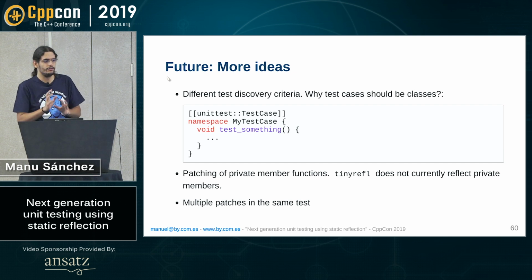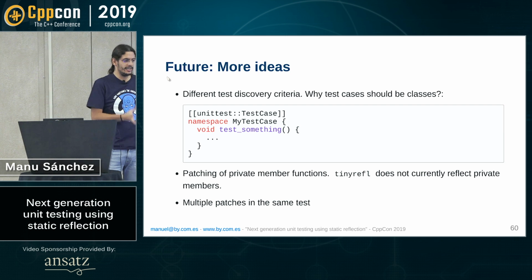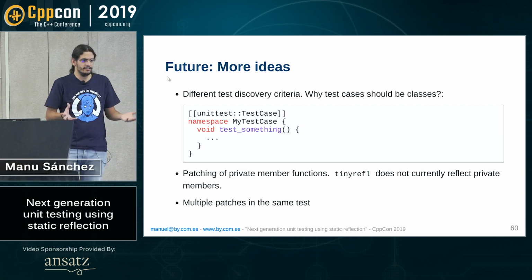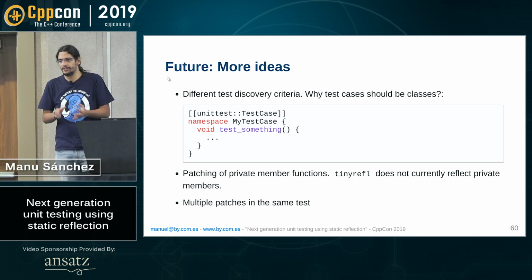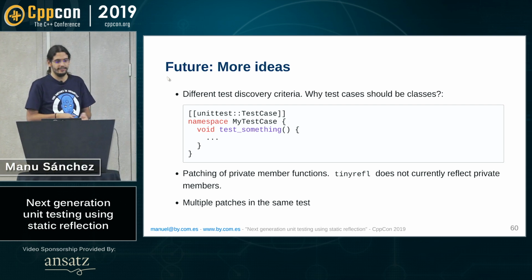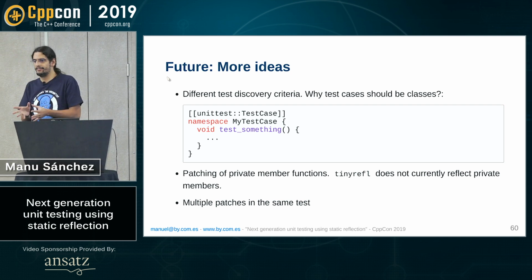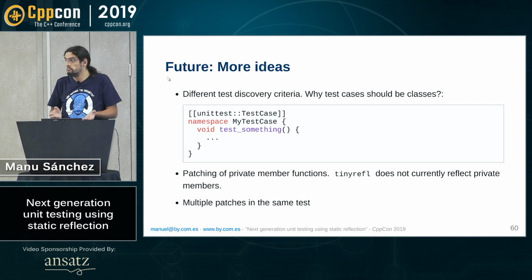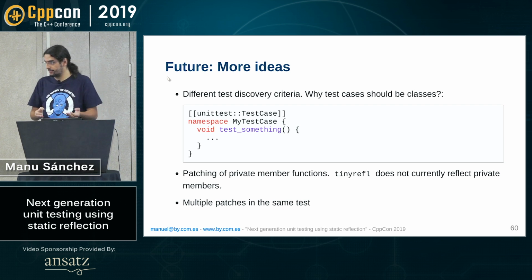Okay, so more ideas. This focused on the tinyrefl implementation. You don't have to use a class to write a test case. This comes from purely object-oriented programming languages like Java or Python or whatever, where you usually represent a test case as a class. Why? You can use a namespace or a module in Python, whatever.